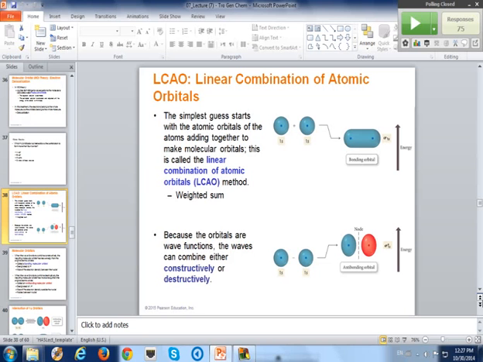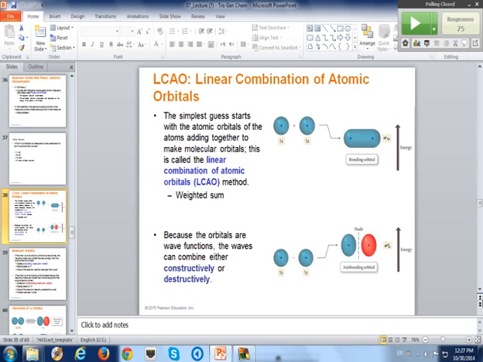Okay, so one of the simplest and most useful initial guesses for approximating the wave functions in molecules is to use what is called a linear combination of the atomic orbitals, right? Linear combination of atomic orbitals.